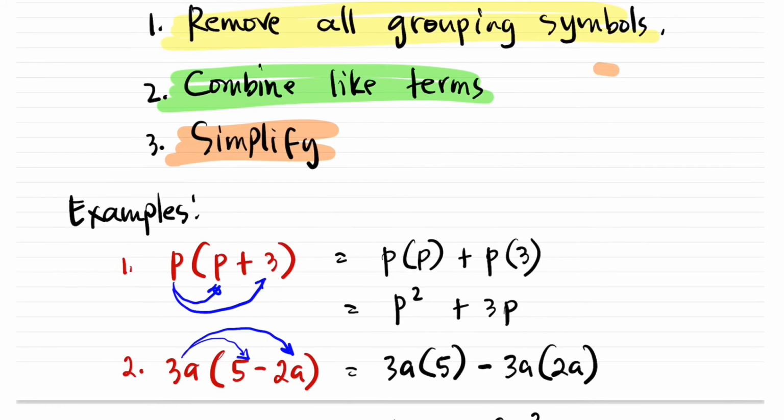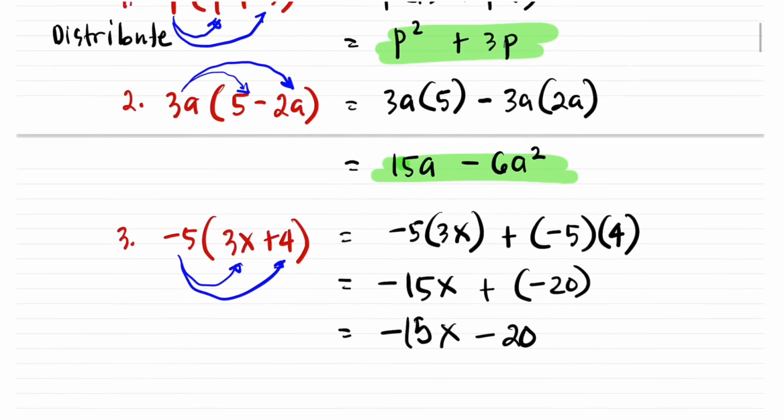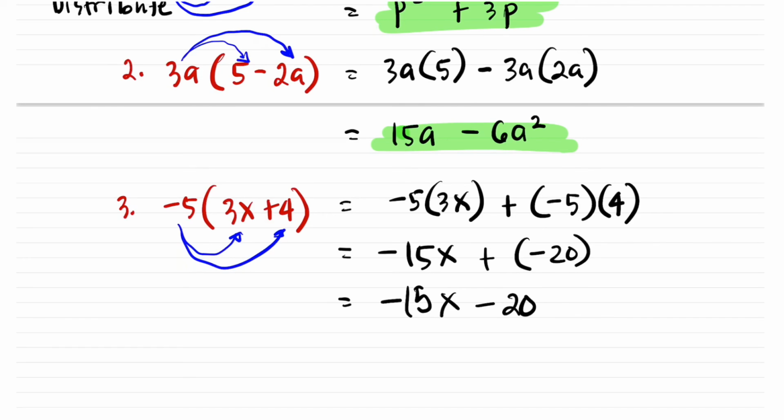So we have here an example. We have p times the quantity p plus 3. We distribute p inside. Alright, the word here is we distribute what is outside to inside. So that's why we have the answer p squared plus 3p. Then we have 3a times the quantity 5 minus 2a. We distribute it inside. So we have 15a minus 6a squared. Now another one, we have negative 5 times the quantity 3x plus 4. We distribute negative 5 inside. So therefore, we now have our final answer, negative 15x minus 20.